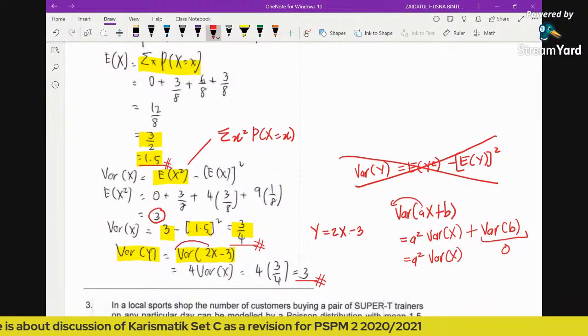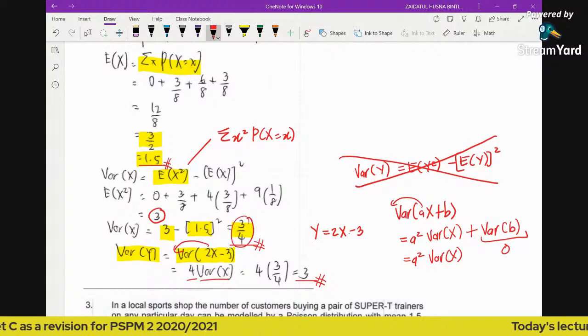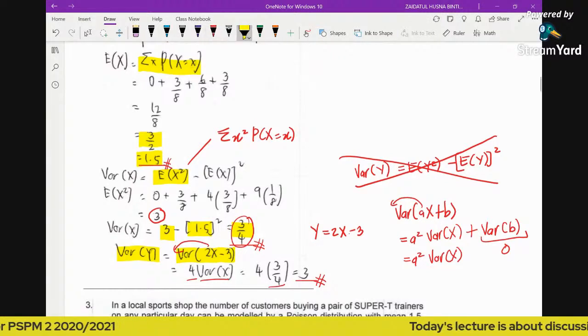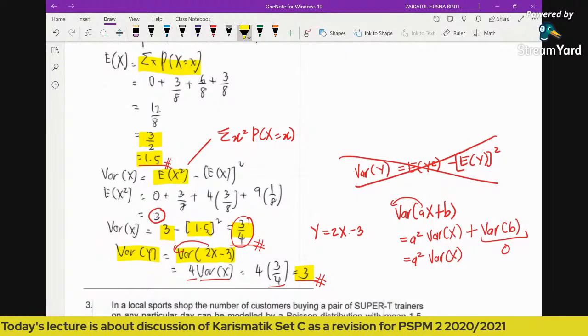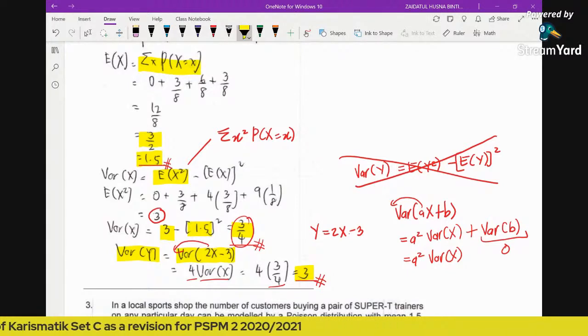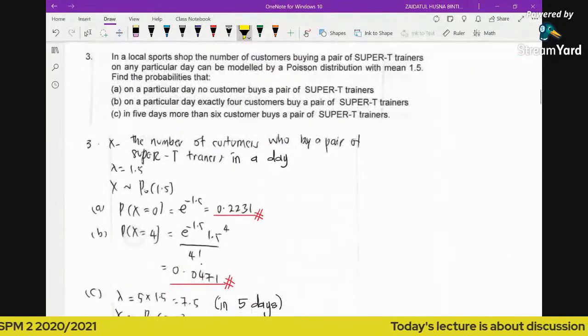Once you take the 2 out, you will get 4 times variance of X, and you substitute your previous answer, then you will get this answer. So make sure you know the properties of expectation and also variance. The properties involve both discrete and continuous random variables; we do have the same properties for both. All right, now let's continue.